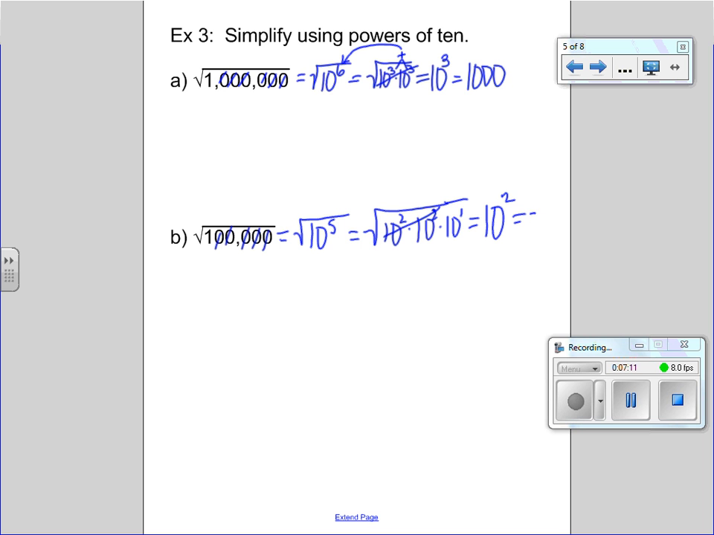And then I have a radical 10 left inside. So 10 to the 2nd is 100, so 100 radical 10 is my final answer.